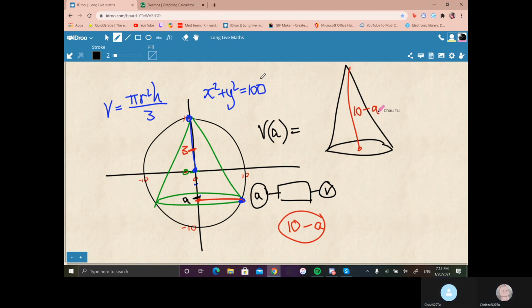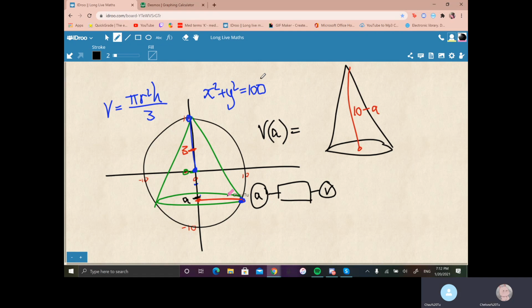Now you find the radius. What's the radius? You basically want to know this length here, that red length. You managed to work out this length earlier for given A. What's the formula I used? Square root of 100 minus A.